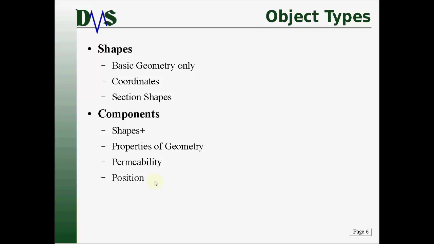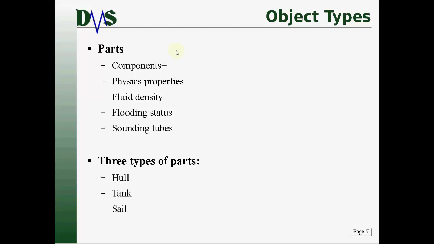And then those components feed into parts. And parts can be thought of as components plus physics properties. Things like, if you're talking about a tank, the density of the fluid that is going in that part, its flooding status, whether it's flooded or not, any sounding tubes. So just think about that parts are where you finally factor in all the physics. And you can have 3 different types of parts in GHS. You can have hulls, tanks, and sails. And we'll go into what each one of those mean.